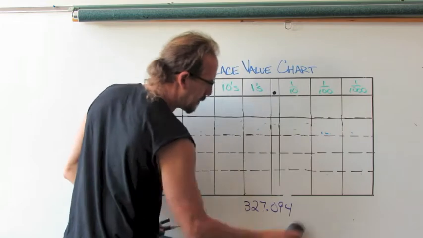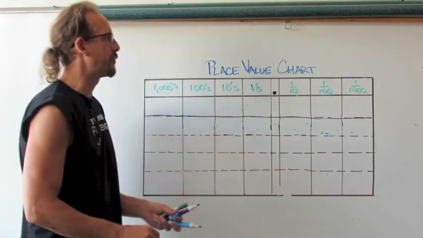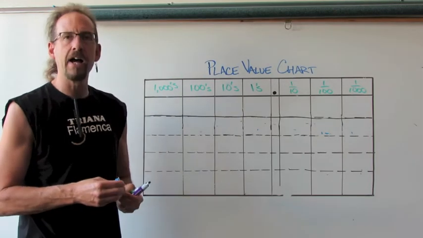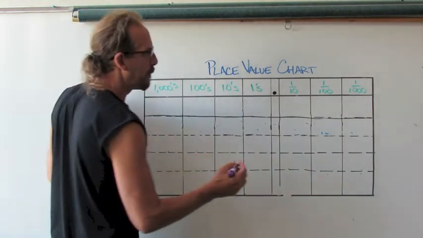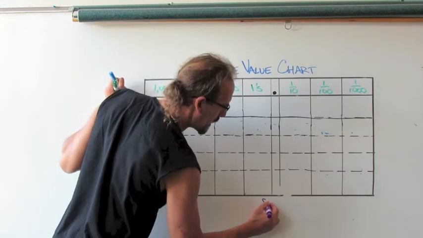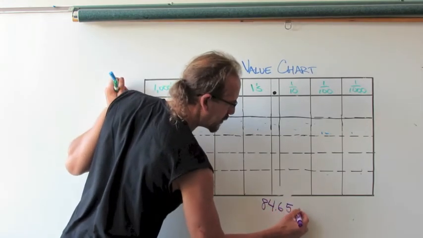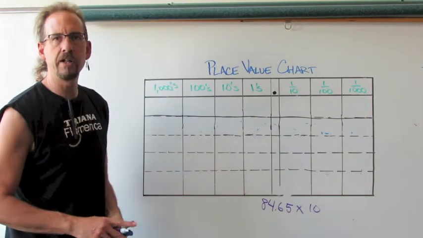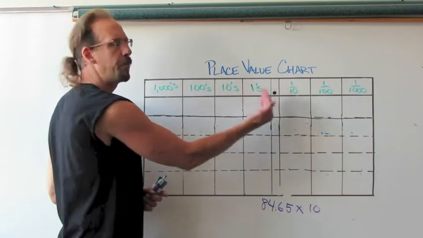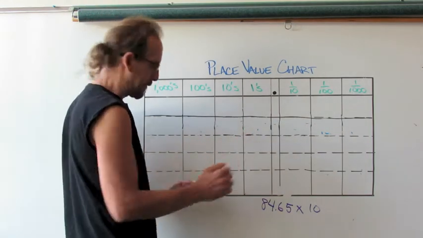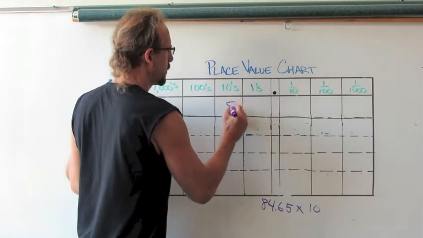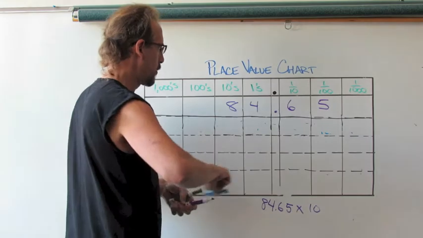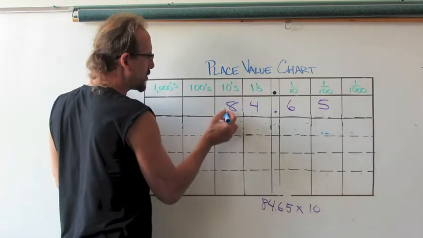The first kind of mathematical work we're going to do with the place value chart is learn how to use it to easily multiply and divide numbers by 10. For example, they may get the problem 84 and 65 hundredths multiplied by 10. And what they'll learn is how multiplying by 10 always moves a number one place to the left. For example, 84.65. We use arrows to show where the digits are moving.